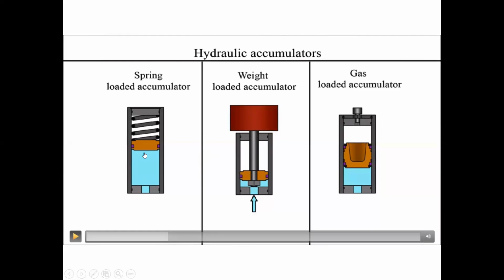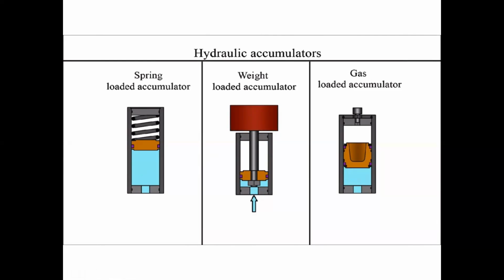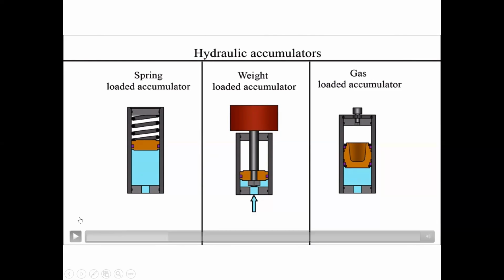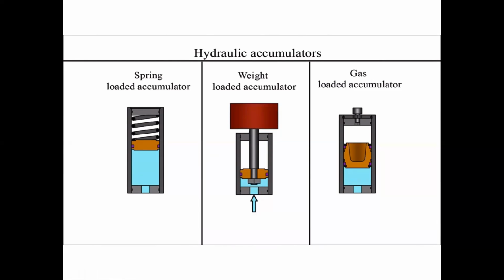So what is an accumulator? It is a device which stores high pressure oil, and how it is going to store this high pressure oil we will see during its working. So just see on your screen. The pressure in a fluid and the opposing pressure produced by the weight, spring or pressure created from the gas.